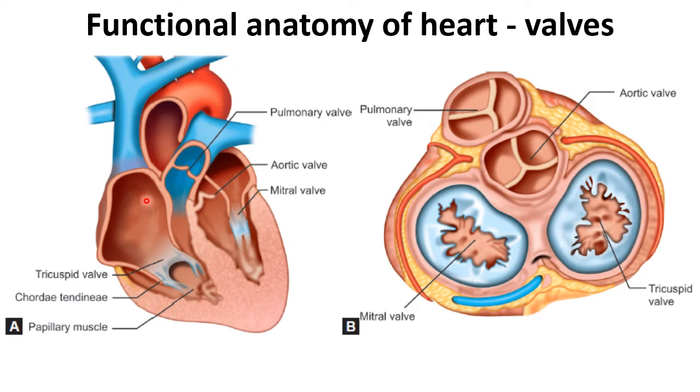Now, the valve present on right atrioventricular orifice is called tricuspid valve, which has got three cusps: the anterior cusp, posterior cusp, and the septal cusp. The left atrioventricular orifice is guarded by bicuspid valve, which is also called mitral valve. It has got only two cusps, anterior and posterior. The orifice between the ventricles and the great vessels is guarded by semilunar valve, which has got three semilunar cusps, as you can see here in this picture.